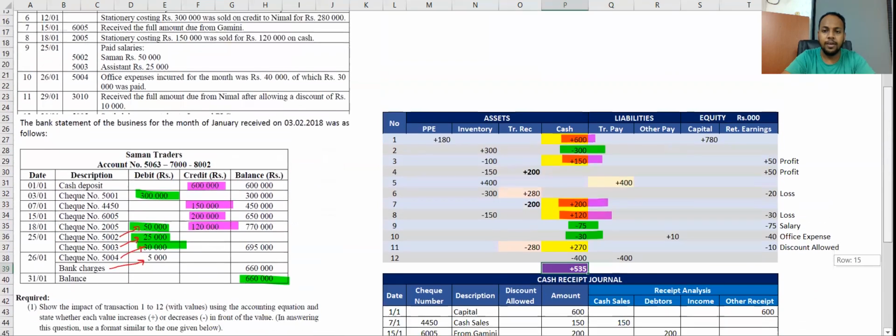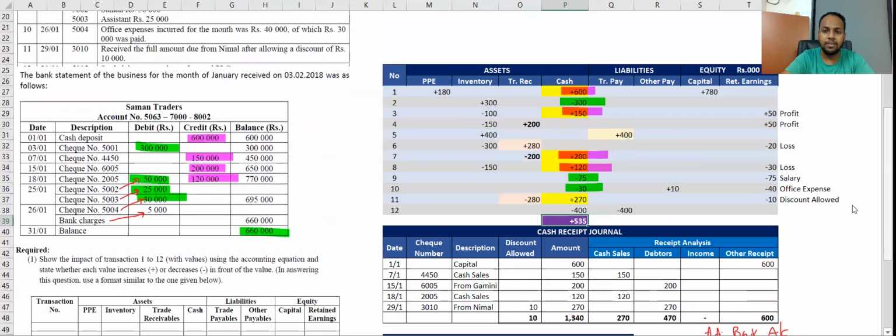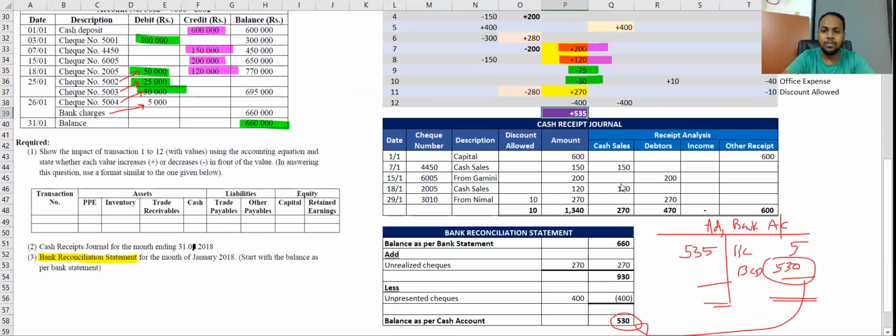So we did the recording of the transactions in the accounting equation, then the cash receipt journal and the bank reconciliation statement.